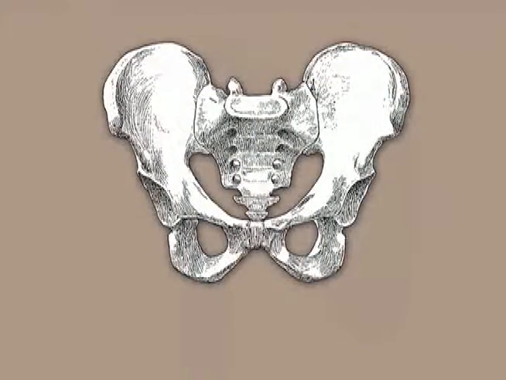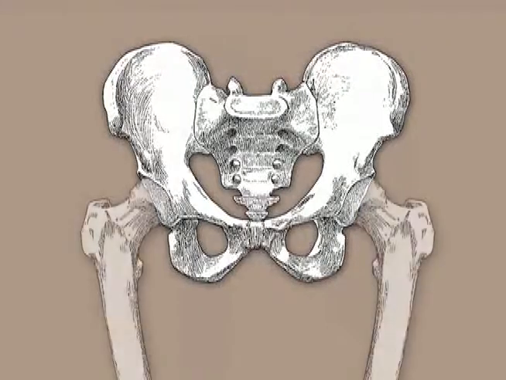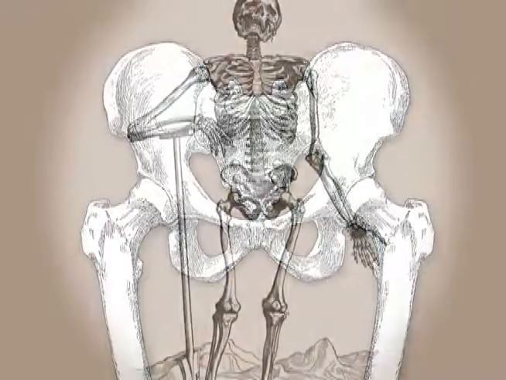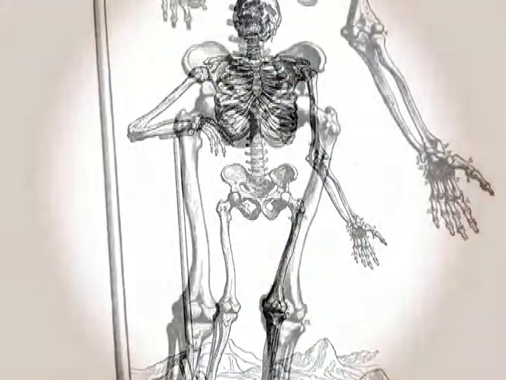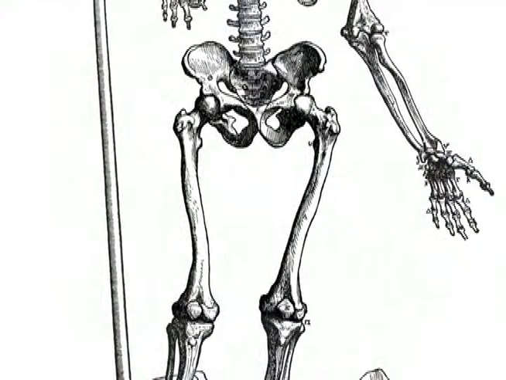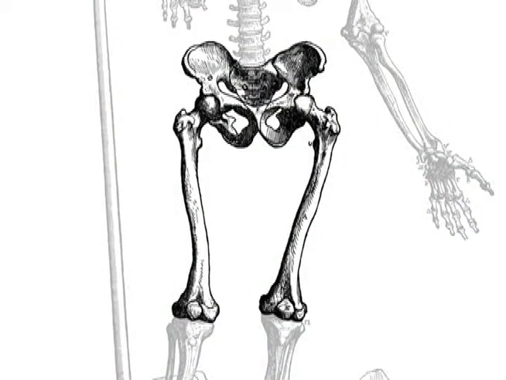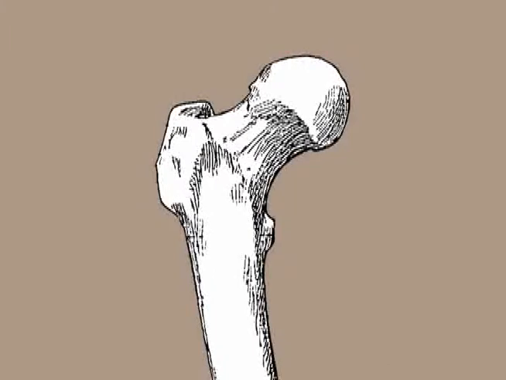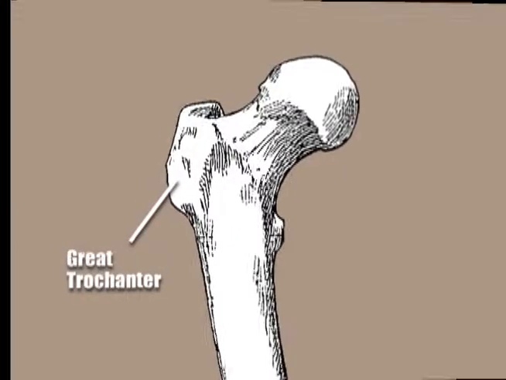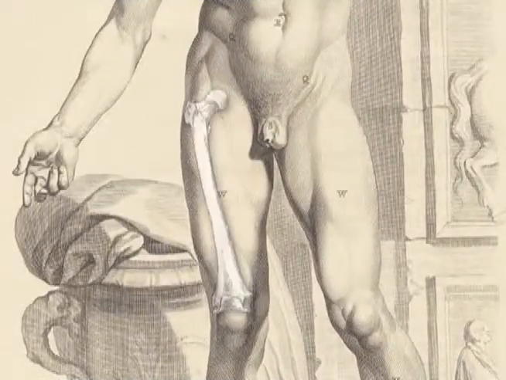The prominent head of the femur, or thigh bone, fits into this socket. The ball of the femur is connected to the larger bone via a short shaft, called the neck. At the junction of the shaft and the longer bone is the great trochanter, a large bony knob, which is always visible on the model.